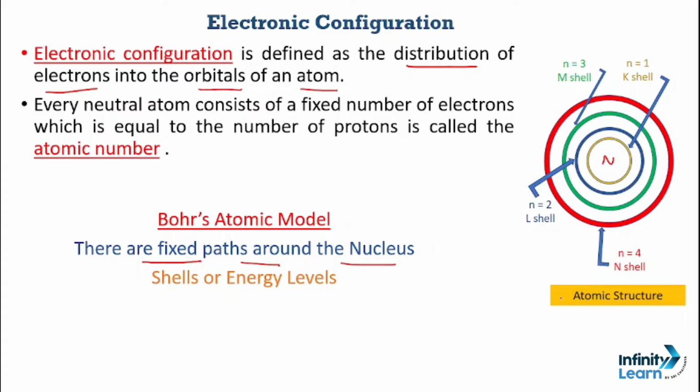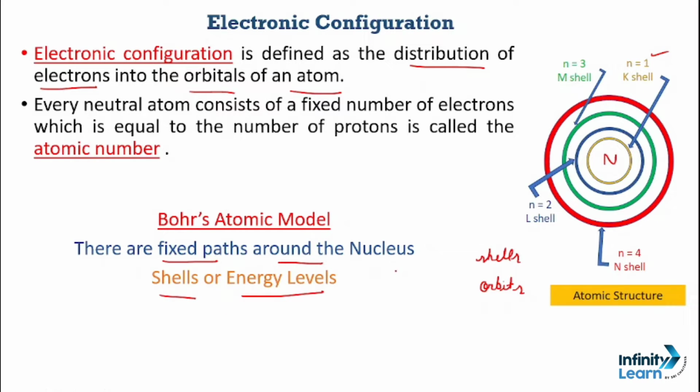So friends, this is our atomic structure, and at the center we will have the nucleus, and there are fixed paths around the nucleus. These circles, this yellowish circle will be known as our first shell, that is denoted by K, our second shell is denoted by L, then the third shell is denoted by M, and our last fourth shell is denoted by N. And according to Bohr's atomic model, there are fixed paths around the nucleus. So these shells, or you can say orbits, have a fixed path on which the electrons revolve around the nucleus. As the number of shells increases, their energy level also increases.